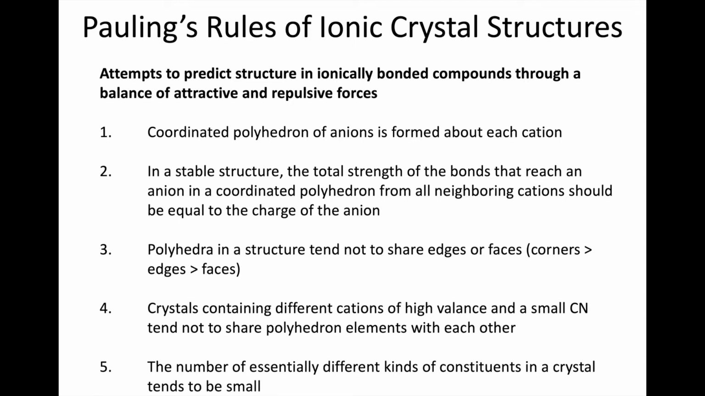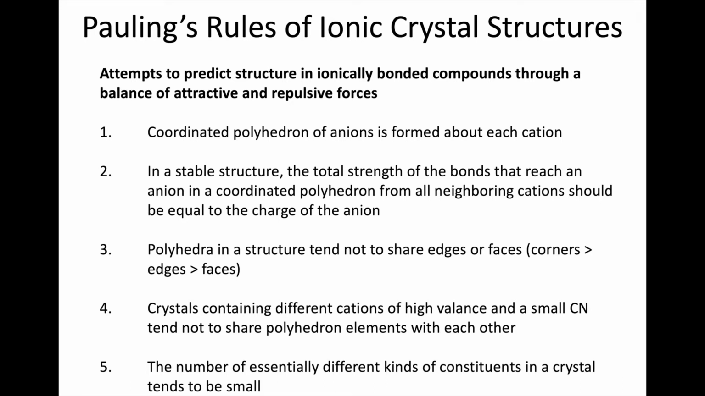And then four, crystals containing different cations. So this is in a case where we have more than a binary compound, so this only really applies for that. If it contains different cations of high valence and small coordination number, they tend to not share polyhedron elements with each other. And then the last one, again, this applies to more complex structures. The number of essentially different kinds of constituents in the crystal tends to be the smallest it can be.